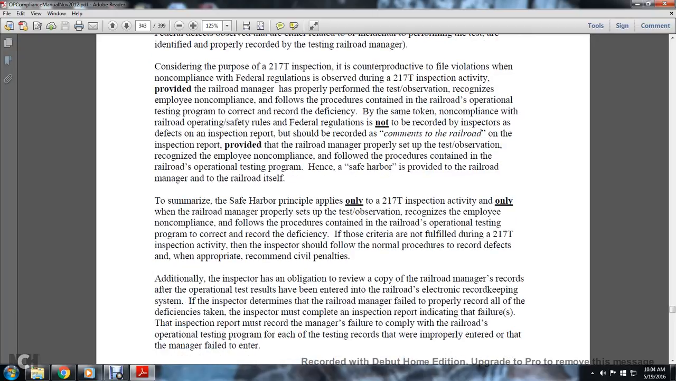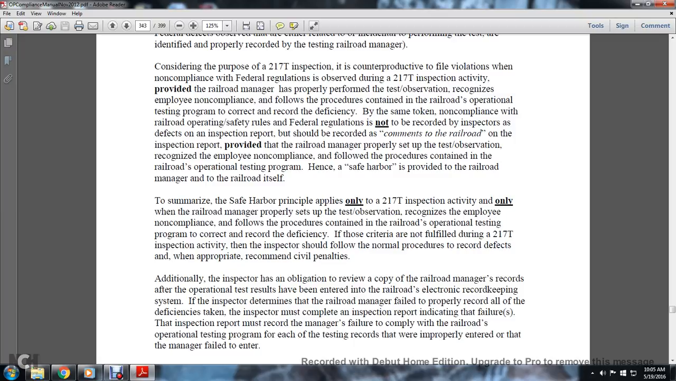Considering the proper purpose of the 217T inspection, no violation for non-compliance with federal railroad regulations is cited during the 217T inspection activity, provided the railroad manager has properly performed the test and observation, recognized the employee non-compliance, and followed the procedures contained in the railroad operational testing program to correct and record the deficiency.